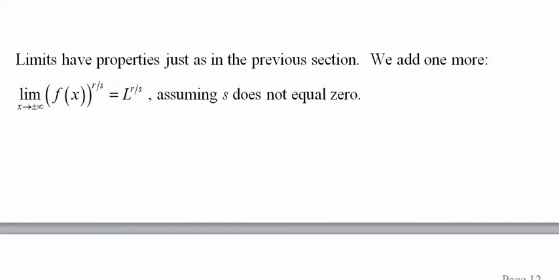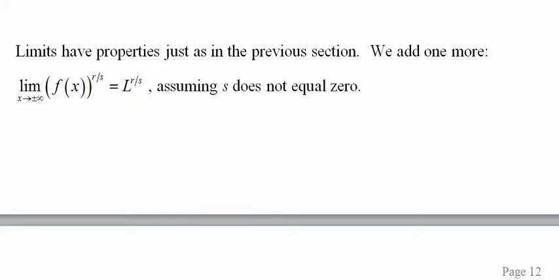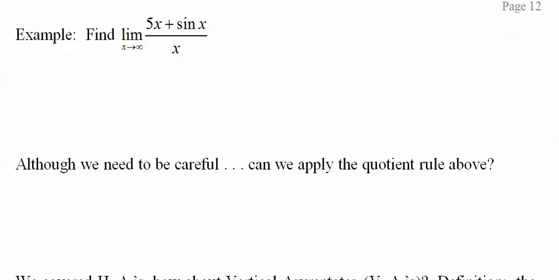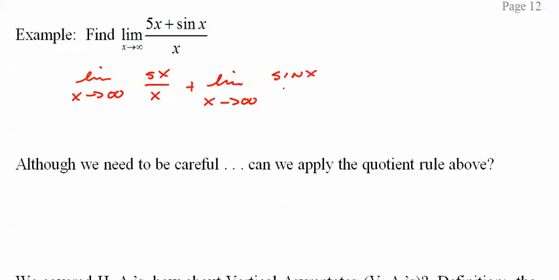Limits have properties. There's another property we didn't list. I don't need it. I'm writing out your notes just to be a thorough person. I can apply it though. So the limit as x approaches infinity, and you say, we just did something like this. Why are we doing it again? We did not do x as it approached infinity. We can break this into two pieces. The limit as x approaches infinity of 5x over x plus the limit as x approaches infinity of sine of x over x equals 5, because the x's cancel, plus we already know 1 equals 6.